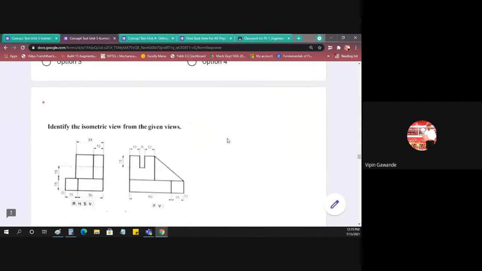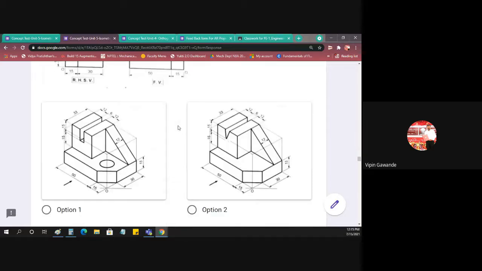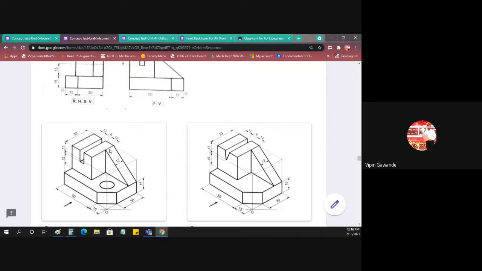Now for this one, see this one. Always check first the front view, then check the side view. Now here front view and right hand side view are there. So you have to first check the front view. Now in front view, start from the bottom. We got here two rectangles. One rectangle is this one, and the second rectangle is this one. So check the arrow. In the direction of arrow, we will get the surfaces. So option number 1: bigger rectangle, and then this inclined surface becomes the smaller rectangle. So these are correct.